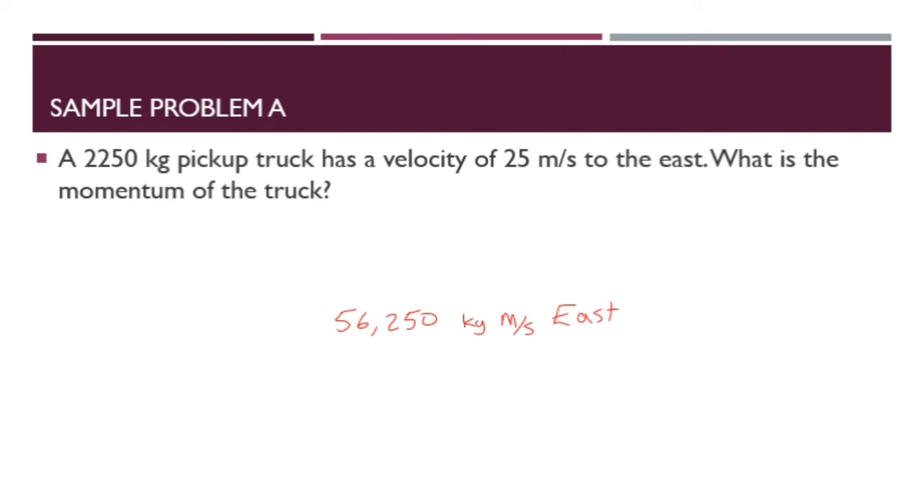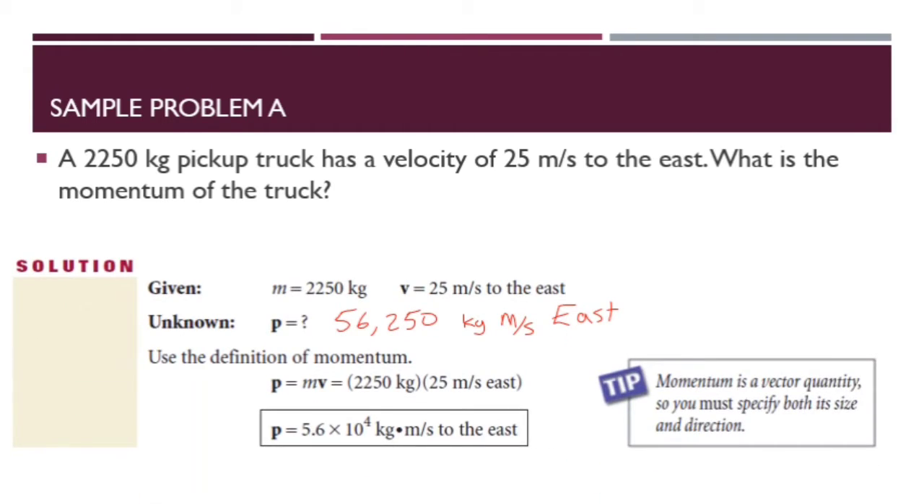So a 2,250 kilogram pickup truck has a velocity of 25 meters per second to the east, which is to the right. What is the momentum of the truck? Well, since we're given 2,250 kilograms and 25 meters per second to the east, momentum, which is denoted by P, is just going to be equal to both of those multiplied by each other. So all you have to do is multiply them, you get the momentum.